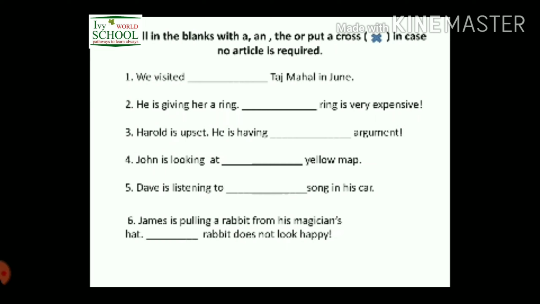In the second question, you have to fill in the blanks with a, an, or the and put a cross in case no article is required. Be very careful, children. Read the sentences twice and complete the worksheet.